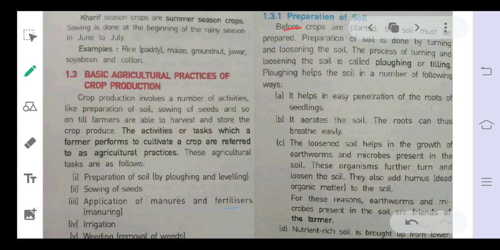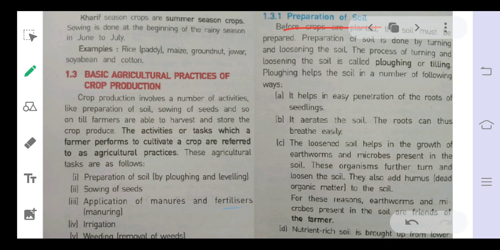Now the question arises, why should the soil be prepared? Because as we have discussed many times, soil is the place where the plants will start to grow. Because the seeds will be sown into the soil, the soil should be properly prepared before sowing the seeds. Preparation of soil means plowing or tilling.